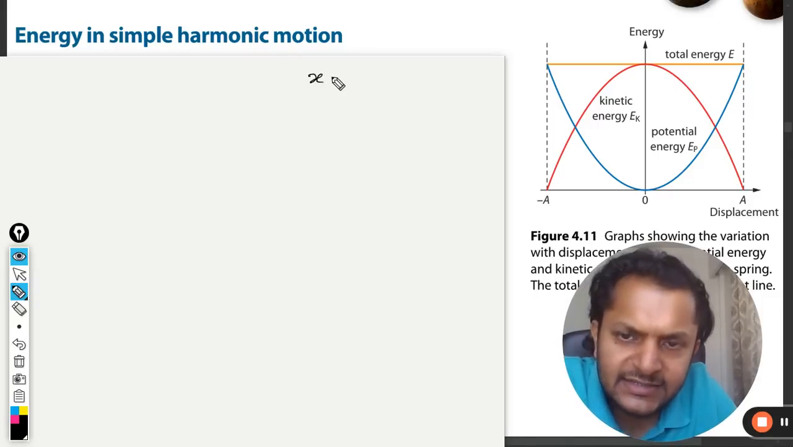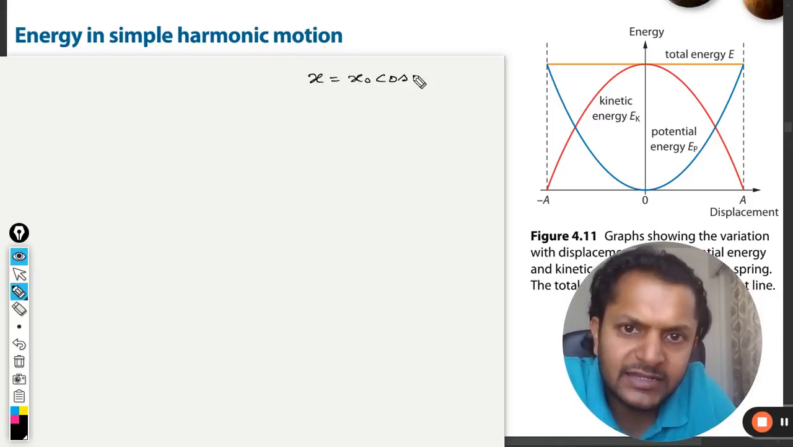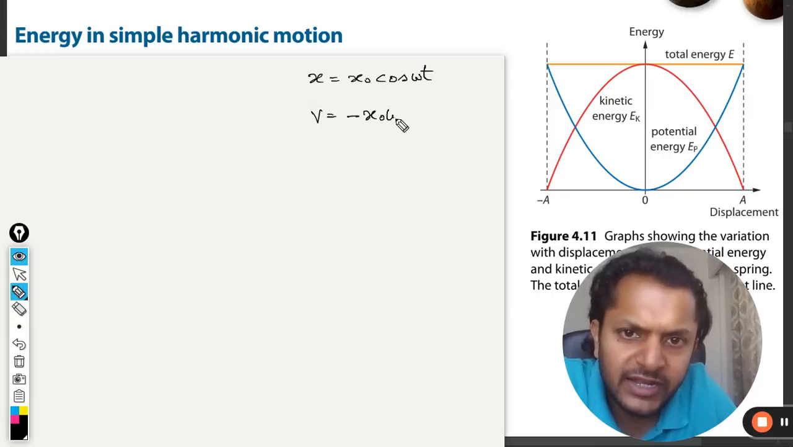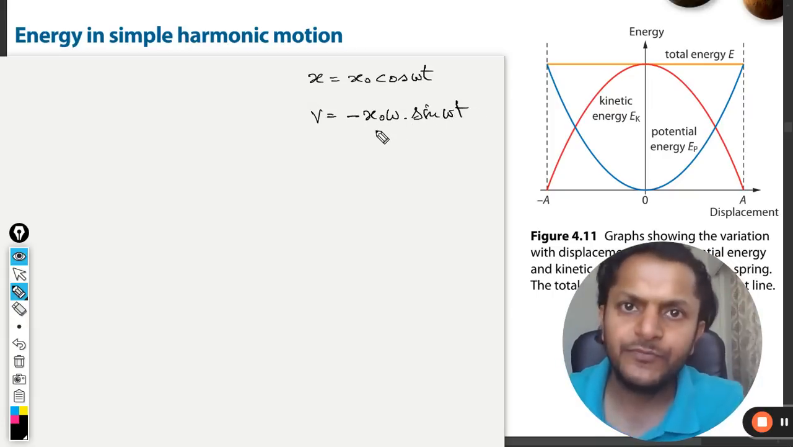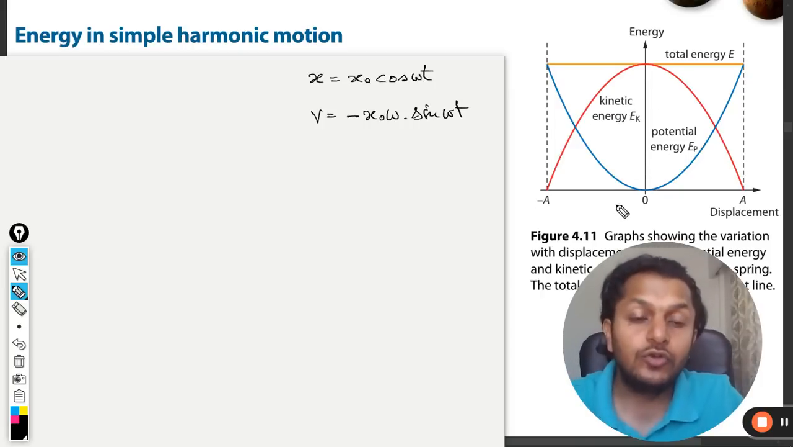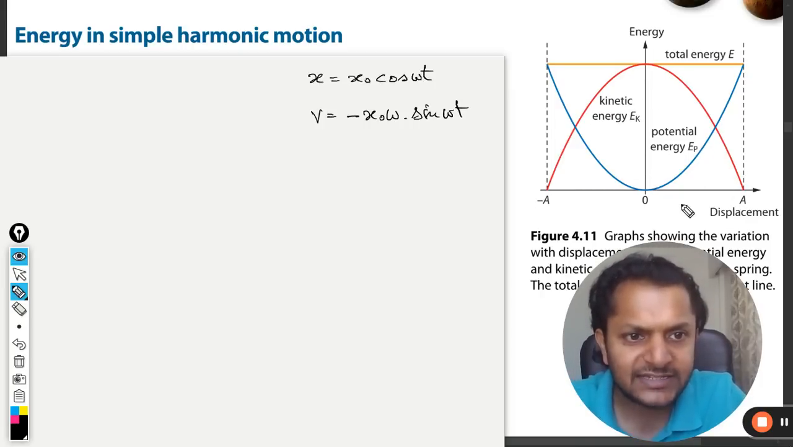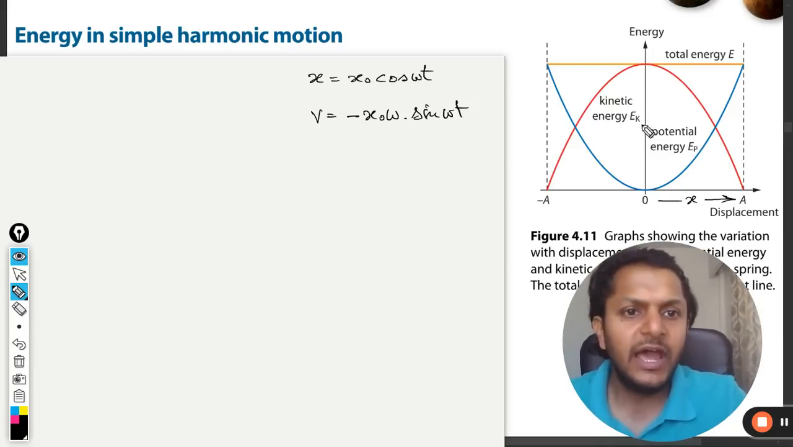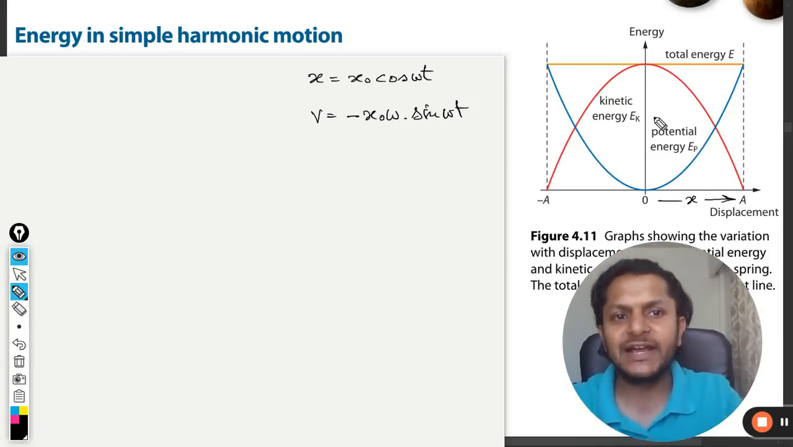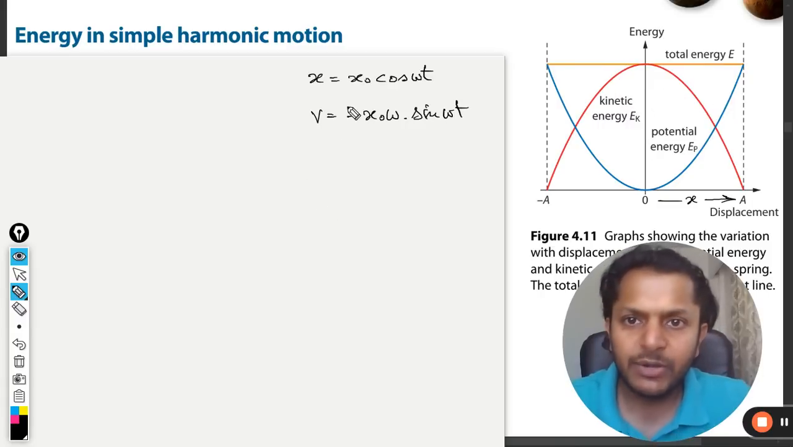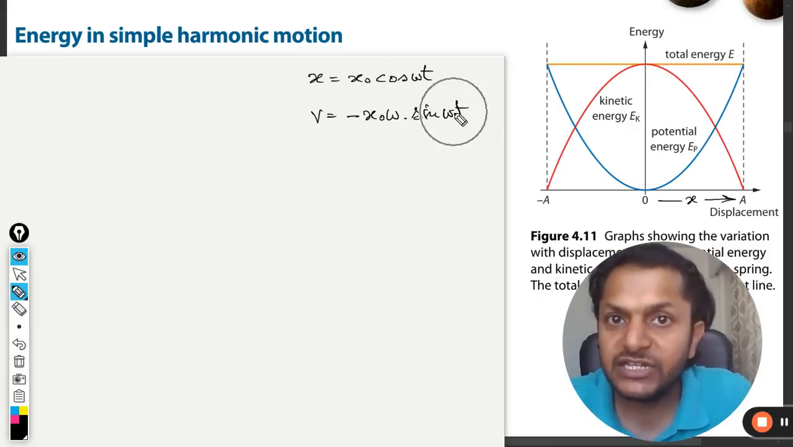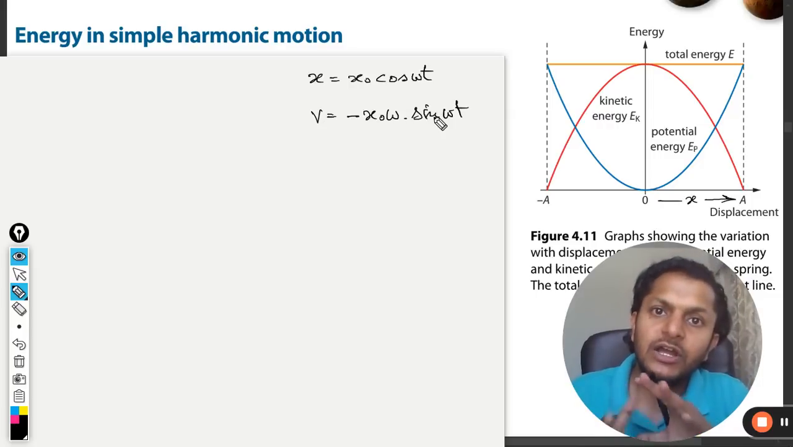So let us say that the displacement is given by x naught cos omega t. So the velocity will be, we would be differentiating it, and this is the expression that you will find for the velocity. Here we want to relate the potential energy with x, where x is the displacement and a is the amplitude, the maximum displacement. You want to relate the kinetic energy also with x, and only then you would be getting these graphs. But in these expressions you can clearly see x and v are related with the time t rather than x. So we want to create those expressions.